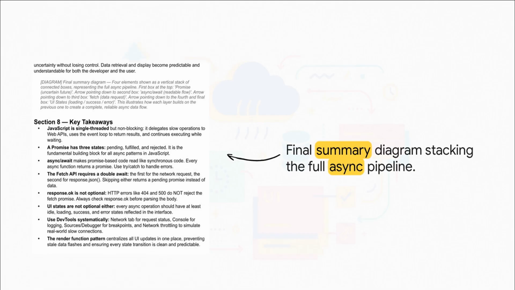So the crucial point is that asynchronous code really isn't magic. As we see here in this complete stacked pipeline, it all starts with a foundation of promises for an uncertain future, layered with async await for that beautiful readable flow, utilizing fetch for the actual data requests, and finally capped off with those critical UI states. It's not magic, it's just beautifully organized architectural plumbing.